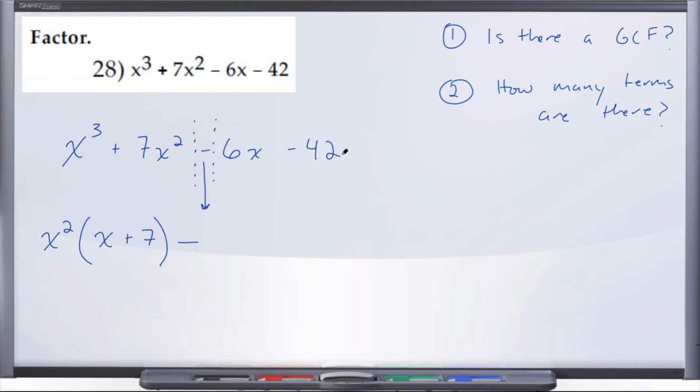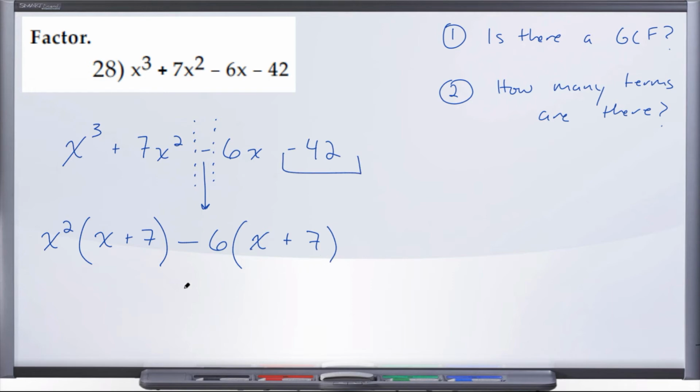And now let's see, is there a GCF here on the right? Yeah, we can take out a 6, can't we? So let's take out a 6. And when we do that, we're left with x and now plus 7, right? Because negative 6 times positive 7 gives us negative 42.